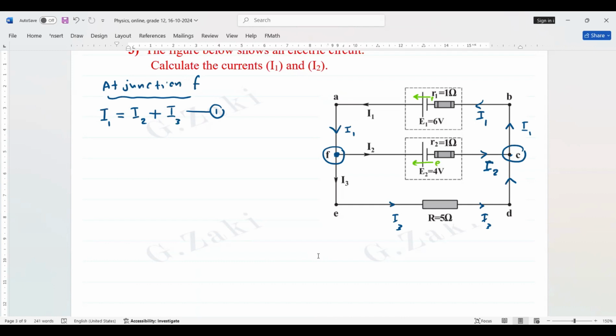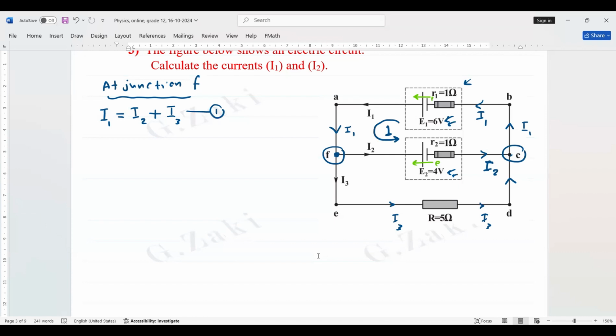Now, we take the loop. What is the direction of the loop? When you have 2 EMFs, look at the bigger one, the 6 volt. Then take the direction of this 6 volt, and the one below is 4 volt. The direction is from higher voltage to lower voltage. Why? Because 6 volt is more than 4 volt, so the current goes from the higher voltage to the lower voltage power supply. Then this is loop 1.